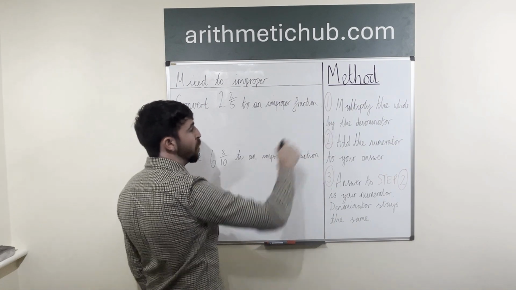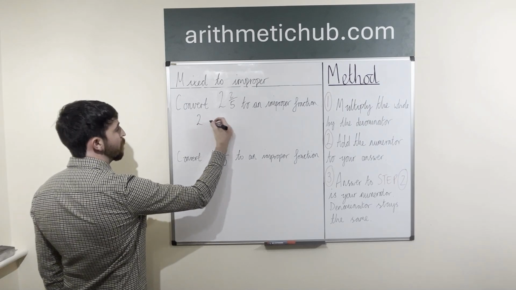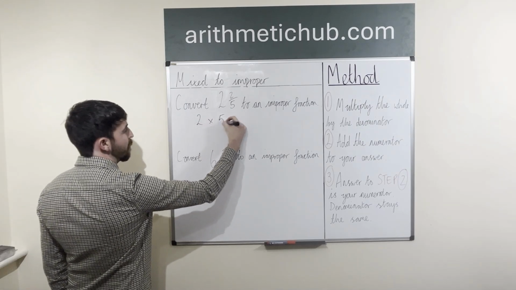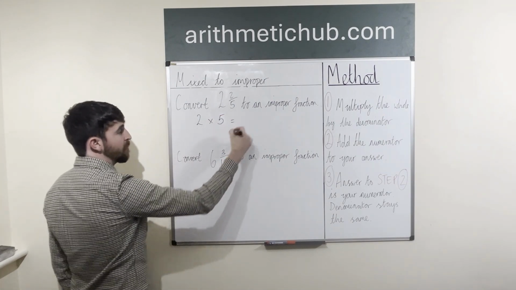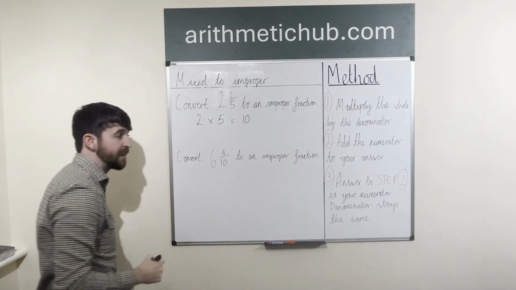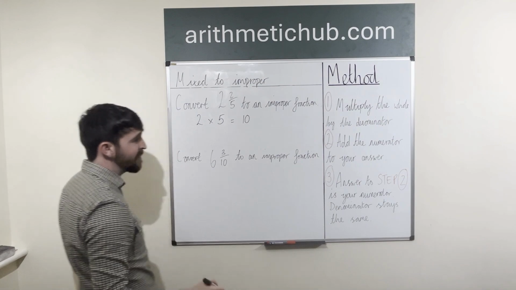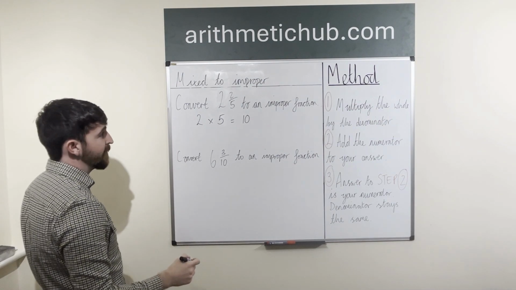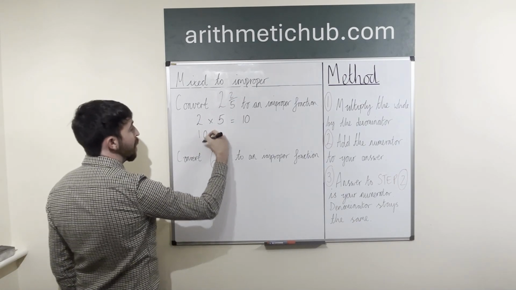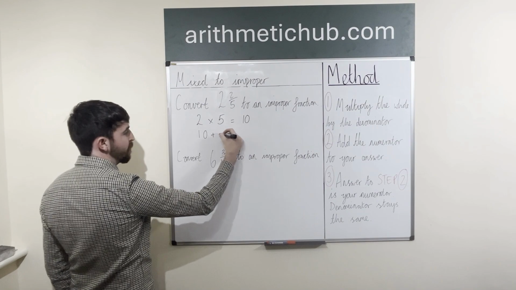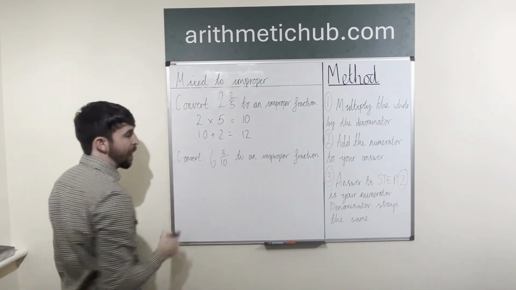So we start off by multiplying the whole by the denominator. So we would do 2 times 5. Our whole is 2, our denominator is 5. 2 times 5 is going to give us 10. Okay, so that's our first step. Our second step says add the numerator to your answer. So our answer was 10, wasn't it? And our numerator is 2. 10 add 2 is going to give us 12.